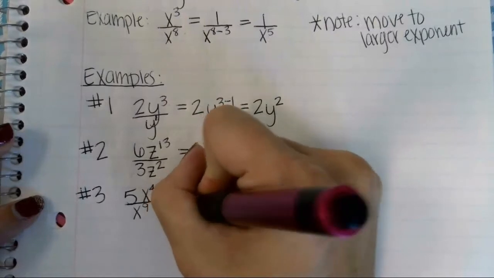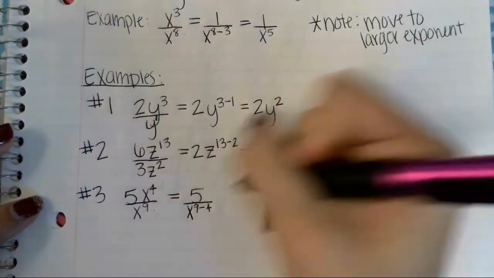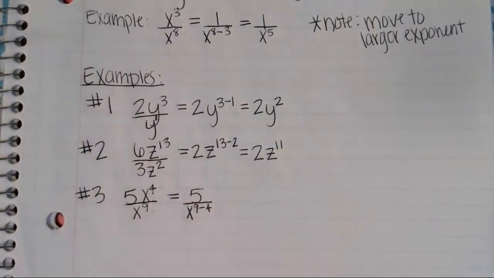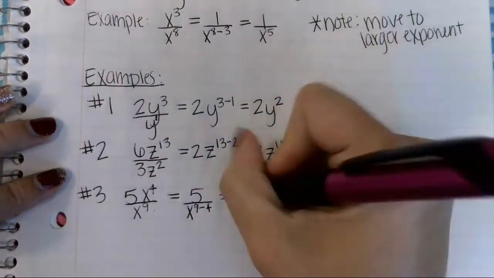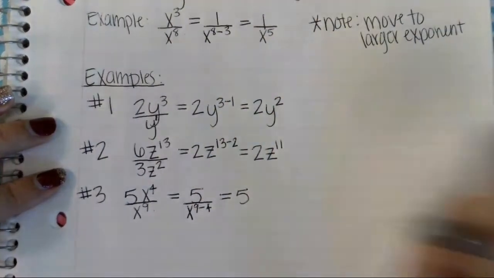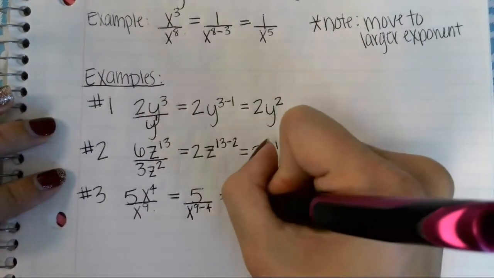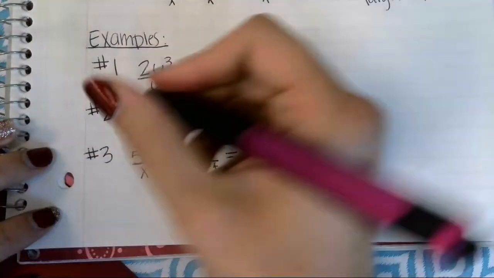So on the bottom, I'm going to have x to the 9 minus 4. You have to remember that whichever one stays where it is, stays the same, and comes first. The other one, the one that you move, is the part that's going to be subtracted. When I simplify, I have a 5 on top, and then 9 minus 4 will give me x to the 5th.